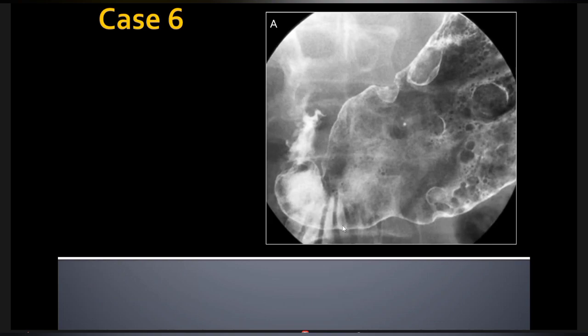Yeah, don't worry about that. I think that's just the overlying duodenum coming around. So don't worry about that. Okay.